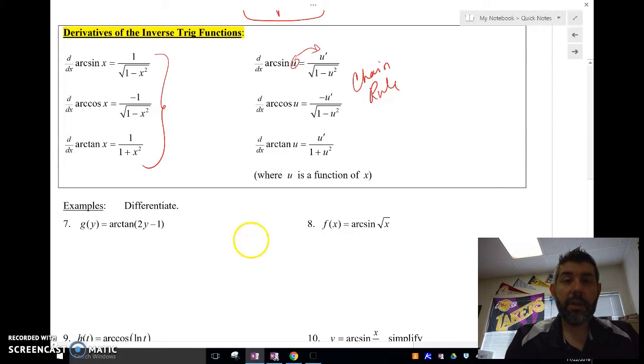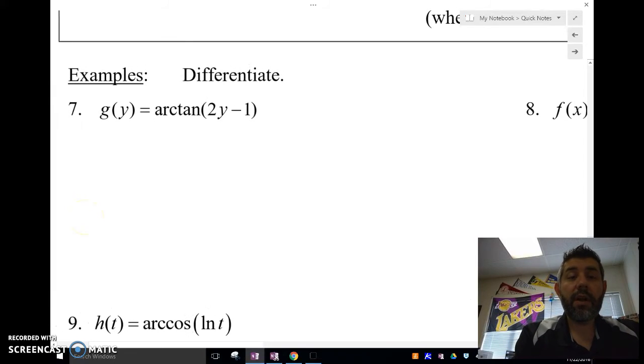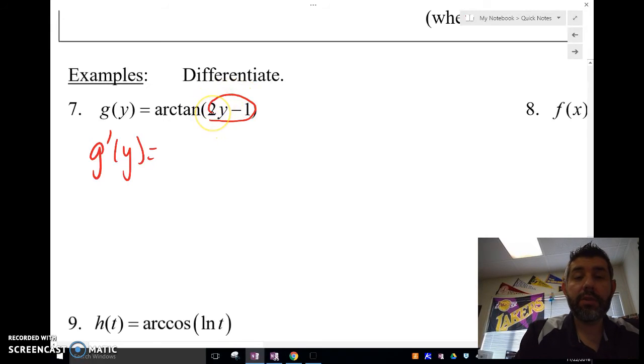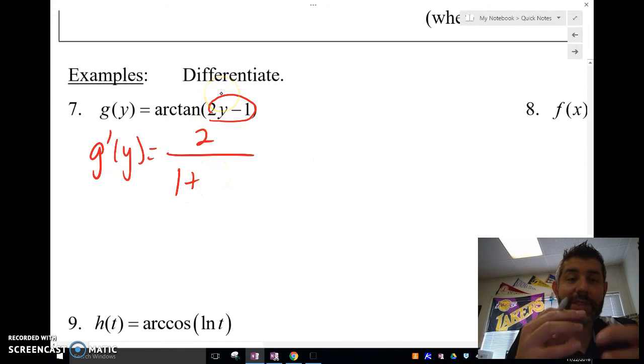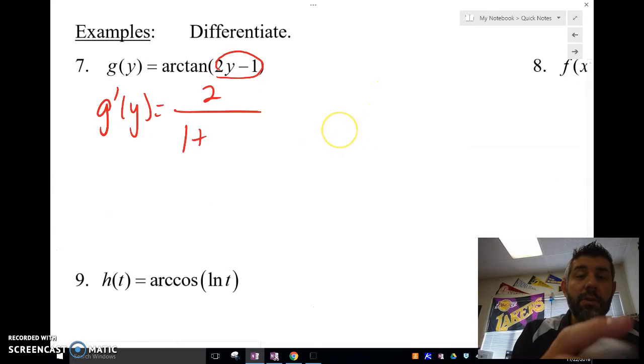Okay, let's take a look at some examples. Let's differentiate arctan of 2y minus 1. So g prime of y is, notice we have something inside that we have to take the derivative of, so we're going to use the chain rule version. The derivative of 2y minus 1 is 2, over 1 plus, now x squared is in this case all of whatever's inside. We get that from this right here. It's all of whatever's inside, u. In this case, u is 2y minus 1.